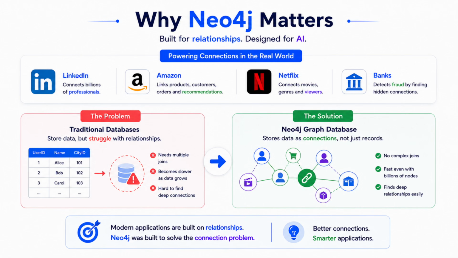Modern applications are built on relationships. People connect with people. Customers buy products. Movies belong to genres. Products are shipped through warehouses. Traditional databases can store all this information, but finding relationships often requires multiple joins, which become slower as the data grows. Neo4j was built to solve exactly this problem.